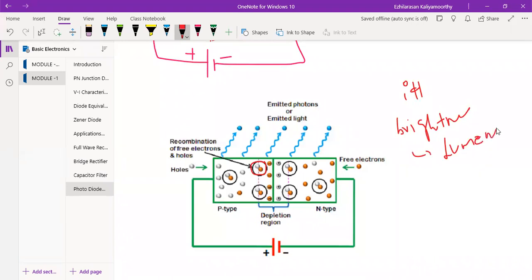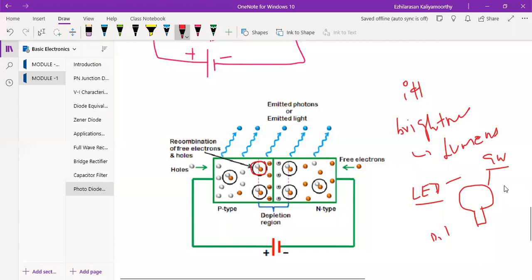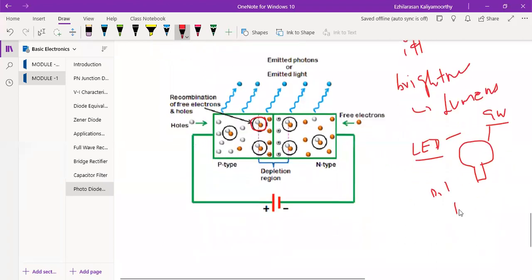You can see in your LED bulb nowadays, what you are using for your household purposes. You might have seen the LED bulb, which is like a 9 watt bulb. Different companies will have different ones, but on each and every company's light, you look for how many lumens they mention. For example, 1200 lumens, or they might have mentioned 1500 lumens.